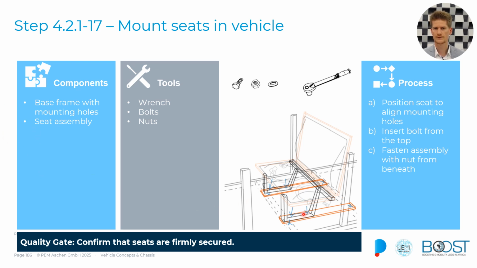If you want to have a little bit of adjustability, you can use longitudinal drilling holes in this structure in here. So you could slide the seating bench a little bit forward and a little bit backward. This is something you can do. And yeah, tighten it securely. Think of a reasonable amount of torque so this doesn't move in the event of, for instance, a crash. So the quality gate would be that you can confirm that the seats are firmly secured.